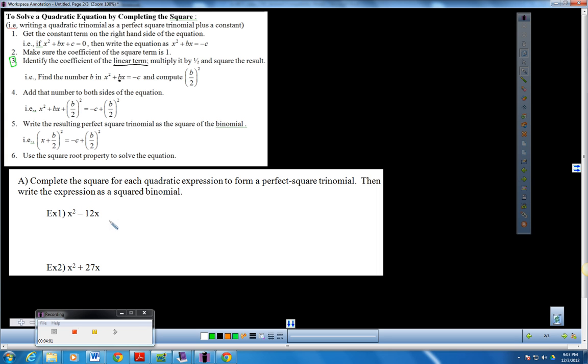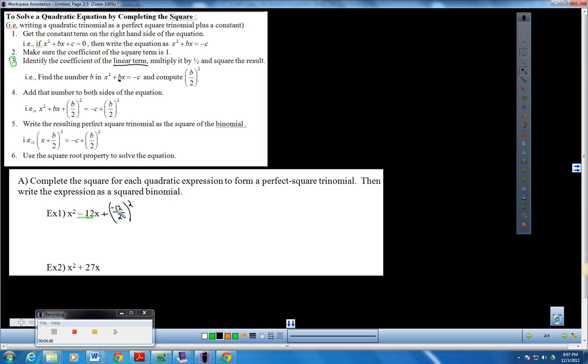Understand, we're not dealing with an equation here. We're going to take this x squared minus 12x, and we're going to make that into a perfectly squared trinomial. In order to do that, we're going to add the value (b over 2) squared. I can identify the b value in this example by looking at the sign in front of the 12. So I know it's a negative 12. I know I'm just going to be adding negative 12 over 2, and I'm going to be squaring that.